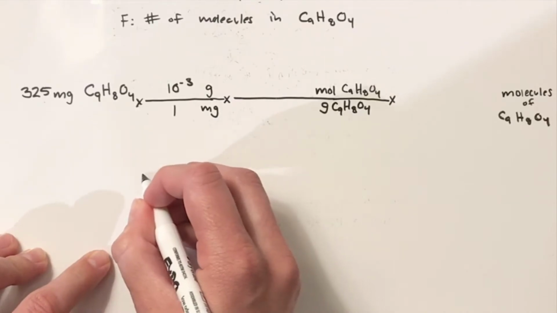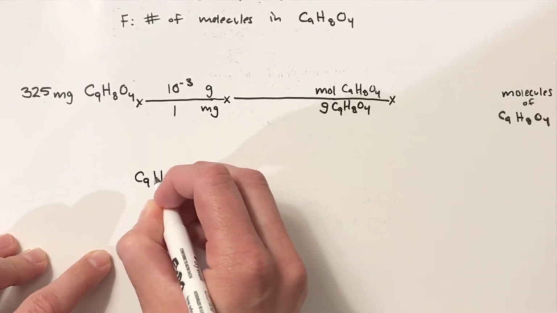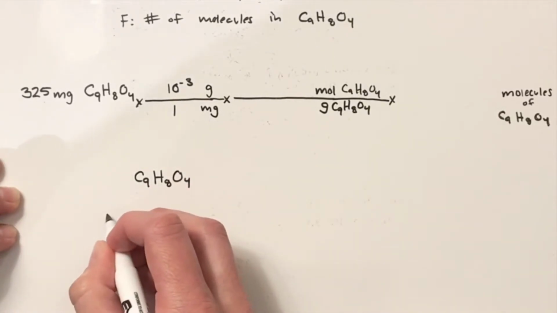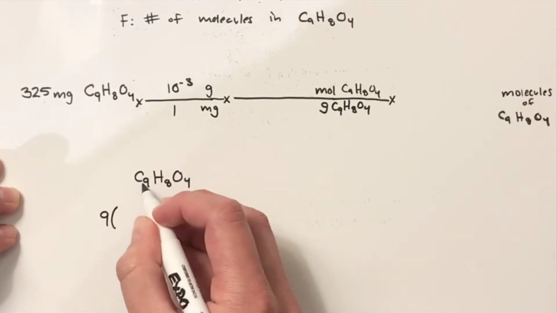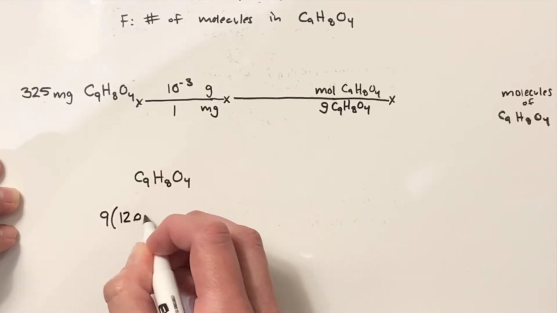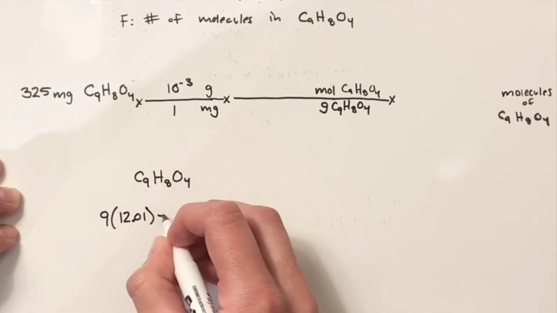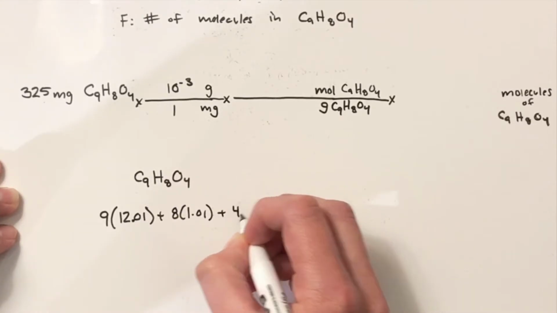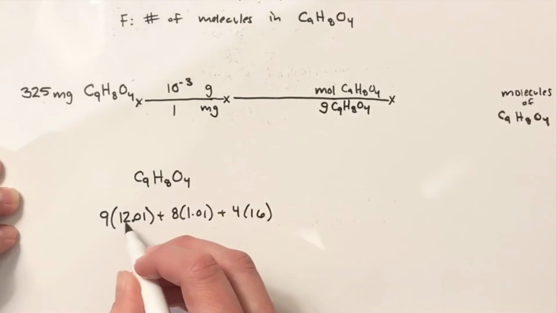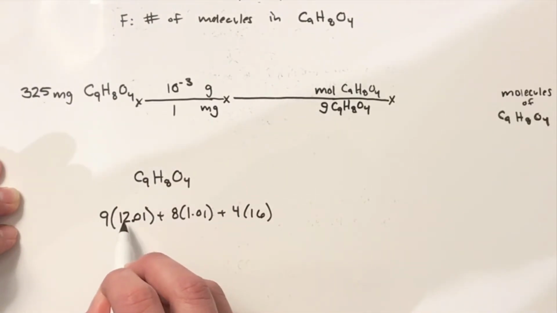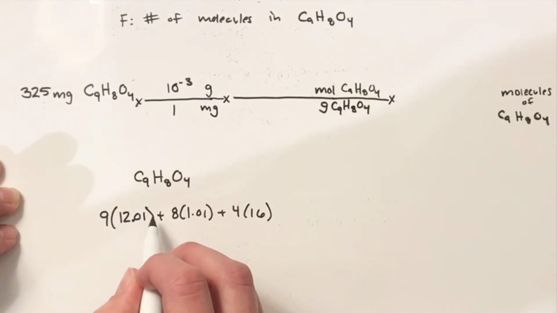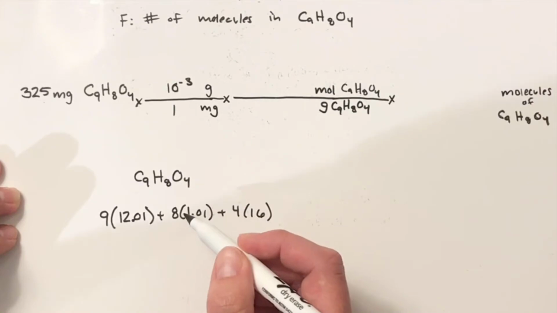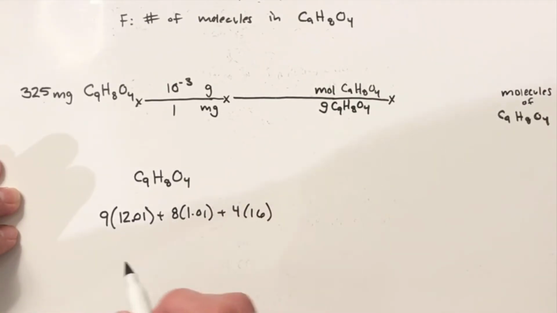We're going to go down here. C9H8O4. So we know we have 9 carbons plus 8 hydrogens, 1.01, plus 4 oxygens. Now remember, if you're confused, carbon, hydrogen, oxygen, you can get these molecular masses from the periodic table of elements. It's normally in the front of a chemistry textbook, or you can Google it and the chart will come up.